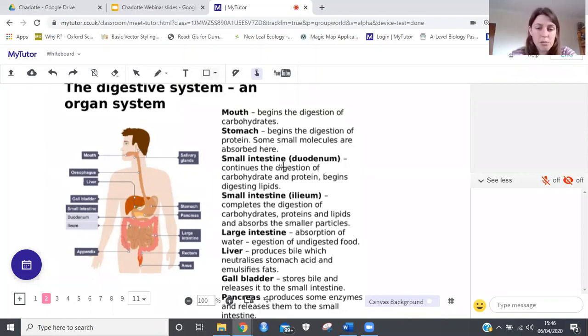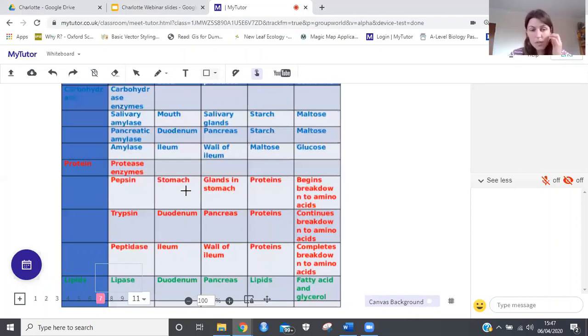In the duodenum, which is the upper part of the small intestine, the digestion of carbohydrates and proteins is continued, and we begin digesting lipids as well. So if we go to our table of enzymes, you can see that pancreatic amylase works on carbohydrates in the duodenum. Trypsin works on proteins, and then lipase works on our lipids with the help of bile, which we talked about before.